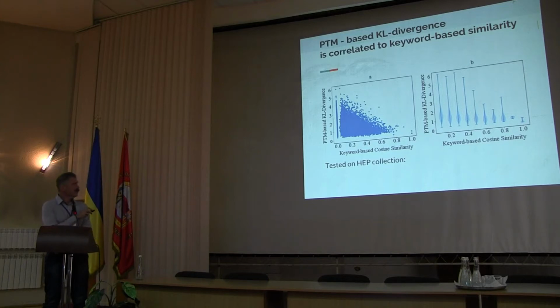For instance, on the top left it means that similarity is 0 and distance is maximal. And the bottom right means that similarity is 1 and distance is 0.